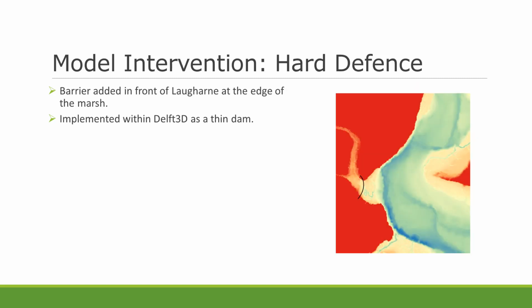3 different salt marsh management interventions were implemented within Delft 3D to compare with the current situation for the TAF Estuary. These interventions represent a range of approaches. The first intervention was to create a hard defence at the boundary of the village of Larne, which would completely eliminate flooding. Although this idea has received strong resistance from the local residents, who want to preserve the character of the village, it is still being considered by coastal management. This was implemented within Delft 3D as a thin dam along the edge of the marsh.